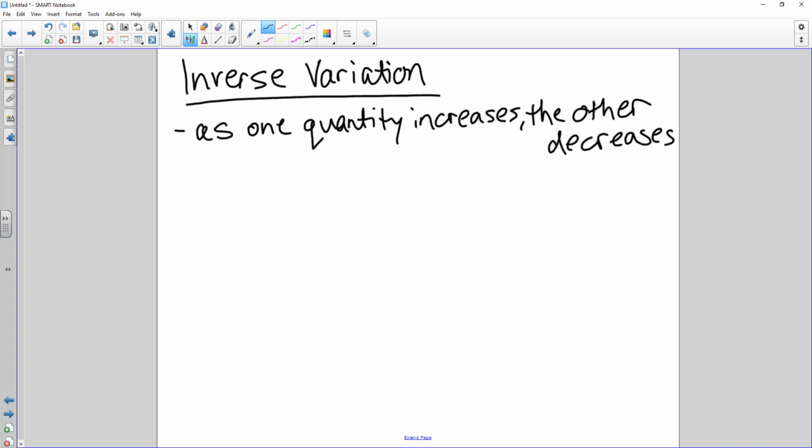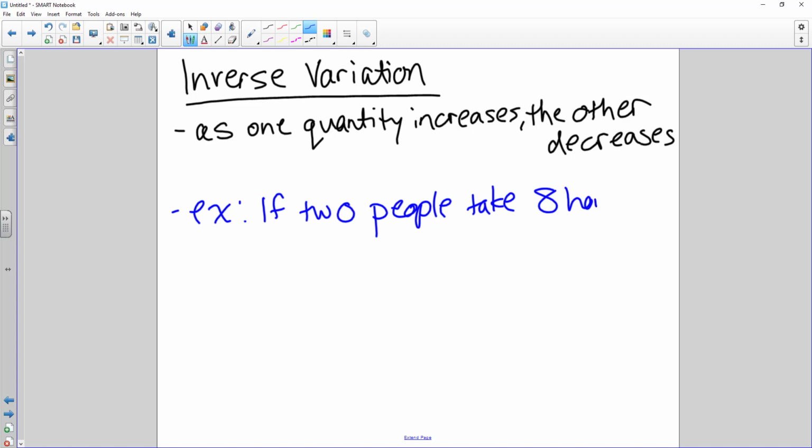So how we're going to set these up is we're going to compare the two quantities, and then we're going to have to flip one of them to create that inverse effect. So for example, if two people take 8 hours to construct a deck, how long would it take if there were 4 people?